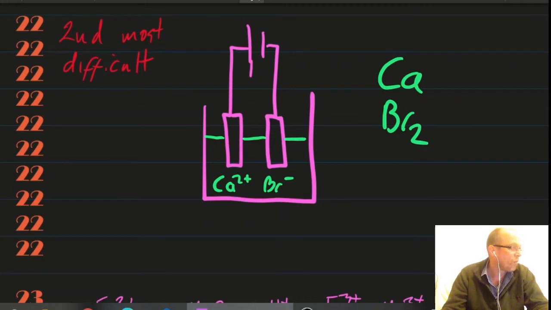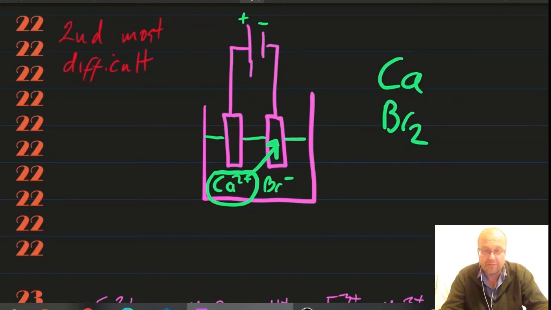Well, I have to know which way round they go. So let's look at the calcium. The calcium ion is 2+, so that's going to be attracted to the negative electrode by electrostatic attraction. It's actually going to pick up 2 electrons there. So that means the negative electrode is going to make calcium. So that's A, 22A, correct.